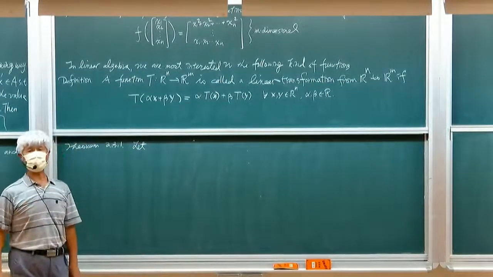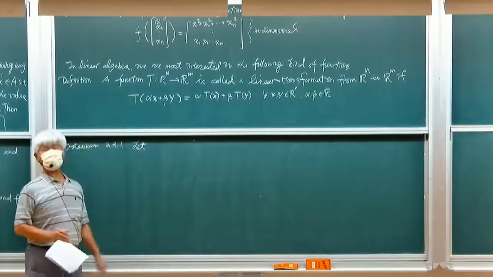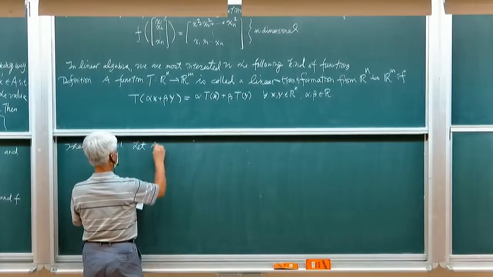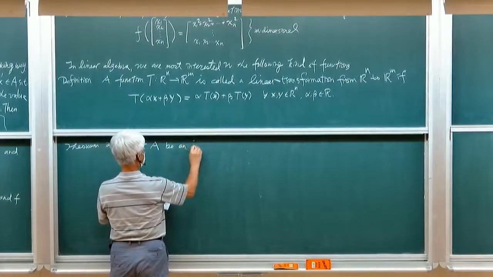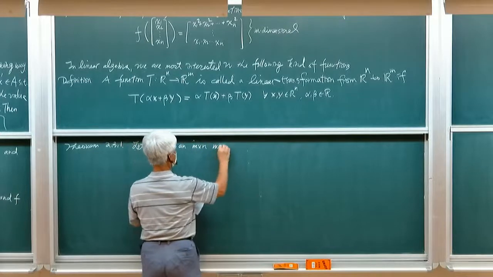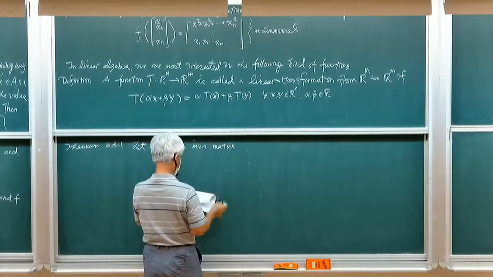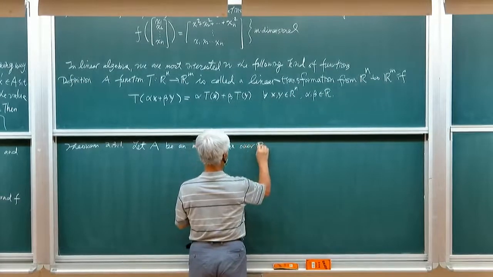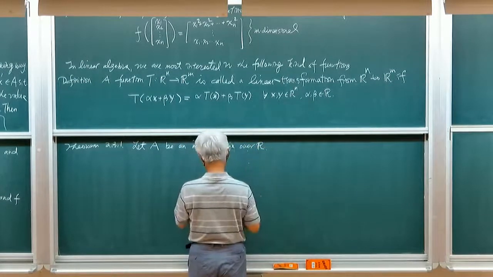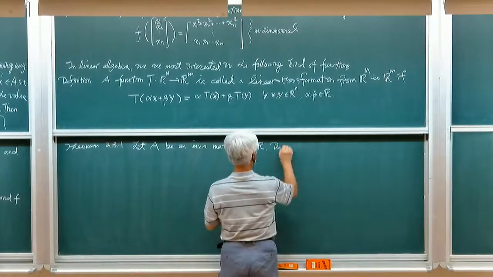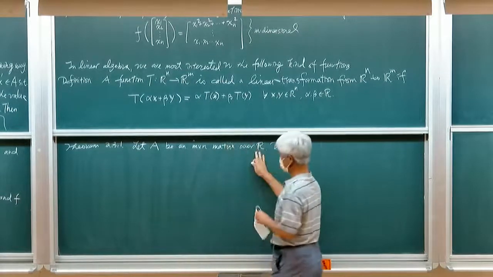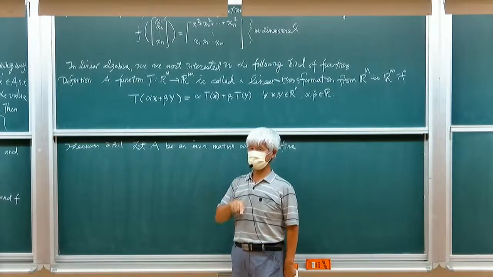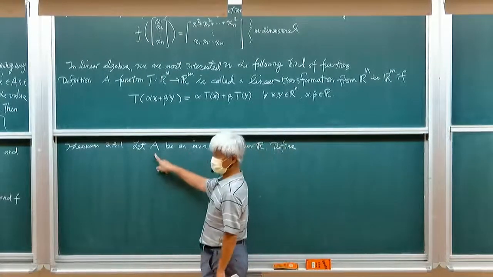A very convenient way to construct a linear transformation can be stated in this theorem. Let A be an m times n matrix over R. Defined over R means that the entries of the matrix are real numbers. Okay, so A is a real matrix.